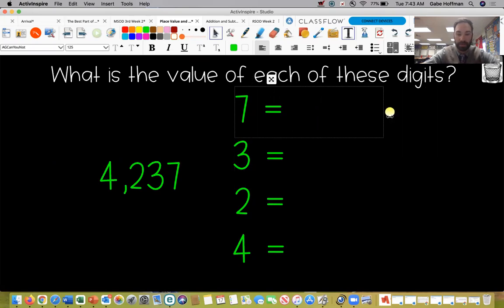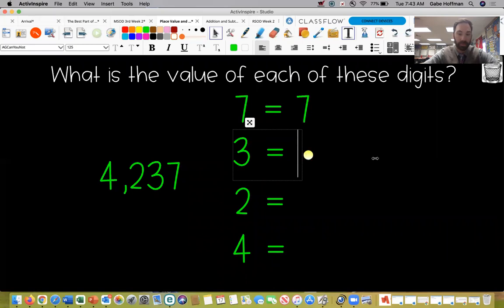If you think the value is 7, that's correct because the 7's in the ones place and 7 ones is worth 7. What about the 3? What place is that in and what is it worth? If you're thinking to yourself the 3 is worth 30 because it's in the tens place, that would be correct. It's in the tens place. 3 tens is worth 30, 10, 20, 30.